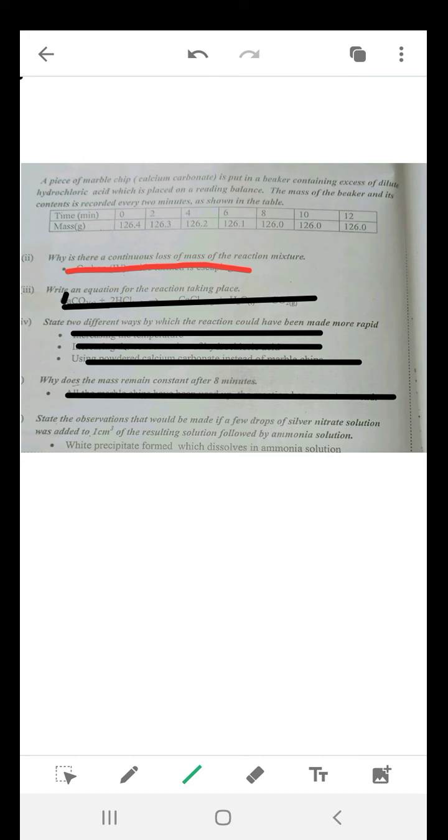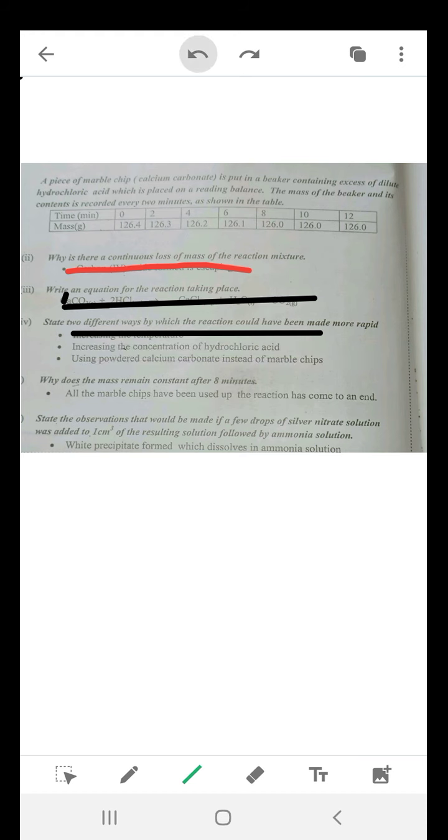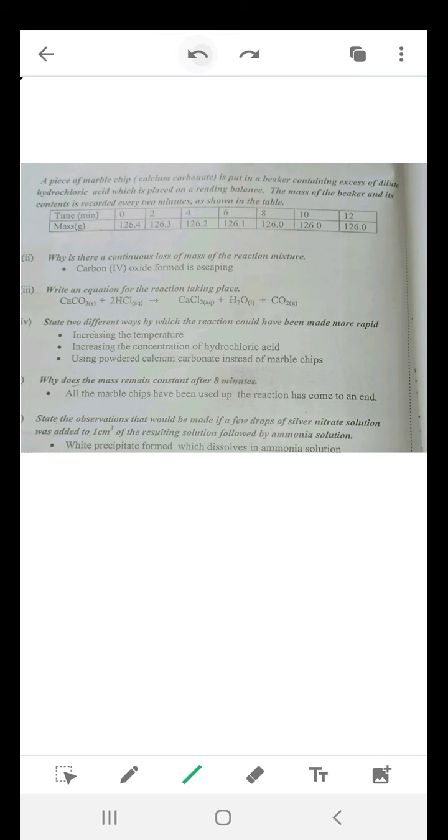So the first question: why is there a continuous loss of mass of the reaction mixture? Why is there a continuous loss of mass of the reaction mixture? Why is the mass reducing? Good. So I hope you have the right answer. They are saying that the mass is reducing. Why is the mass reducing?